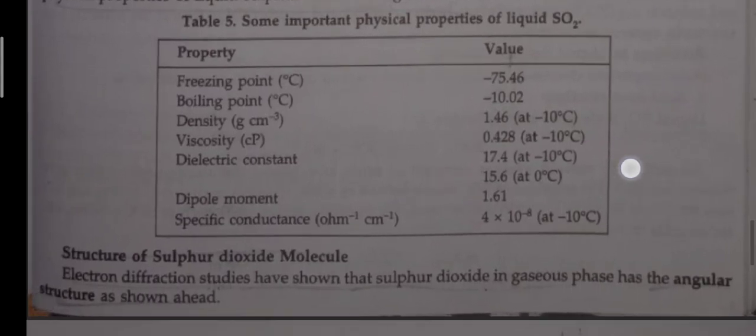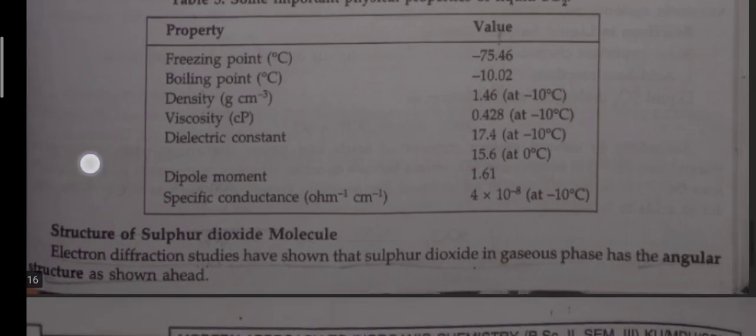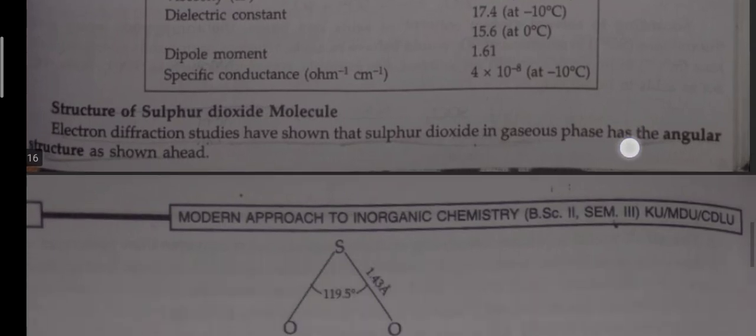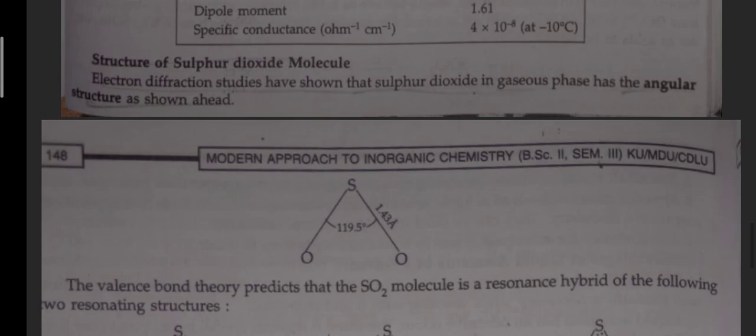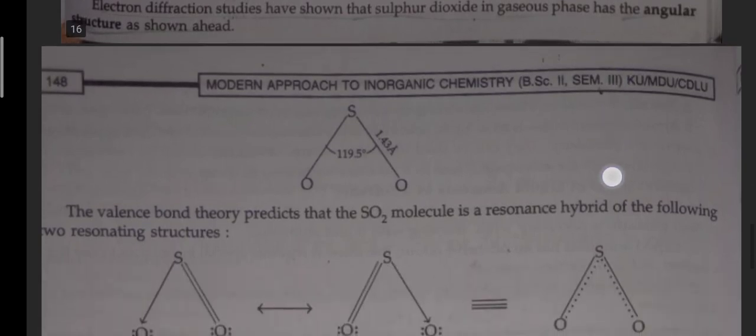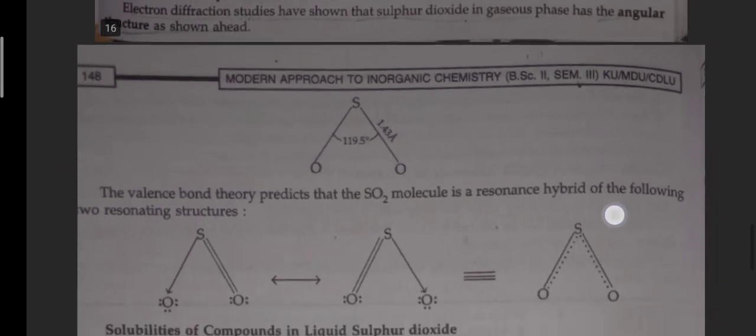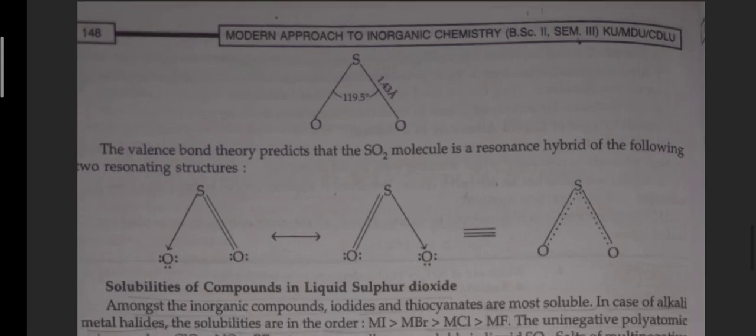Physical properties like freezing point, boiling point, density, viscosity, dielectric constant, dipole moment, and specific conductance, etc. Now here is the structure of the sulfur dioxide molecule. This is the structure of the sulfur dioxide molecule, and this is a resonance hybrid of the resonating structures.